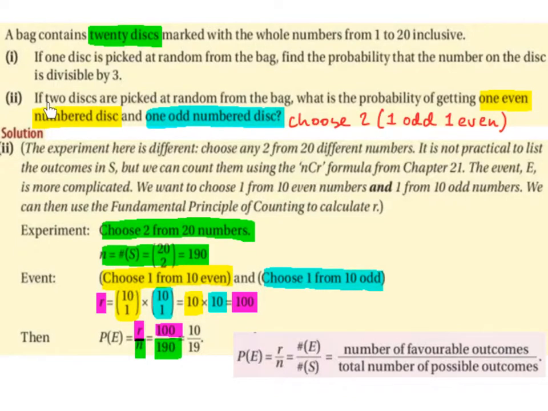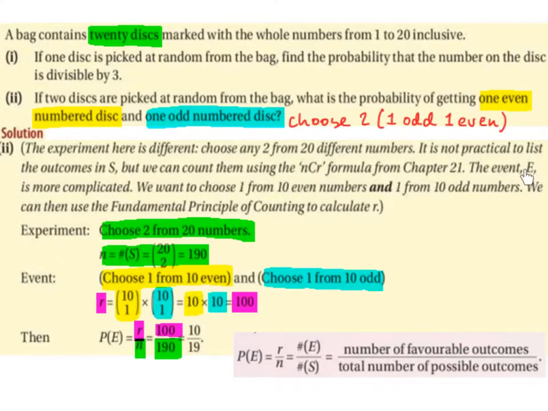Part 2. If 2 discs are picked at random from the bag, what is the probability of getting one even number disc and one odd number disc? So we need to choose 2, one odd, one even. The experiment here is different. Choose any 2 from different numbers. It is not practical to list the outcomes in S, the sample space, but we can count them using the nCr formula from chapter 21.